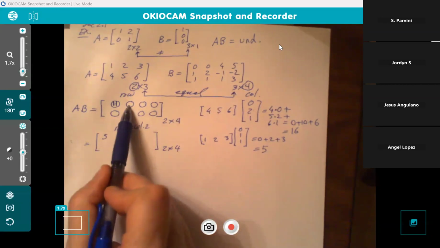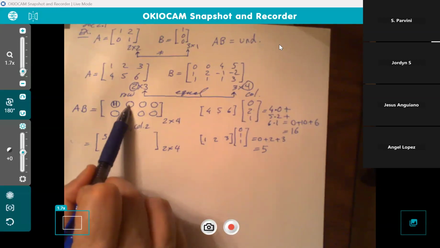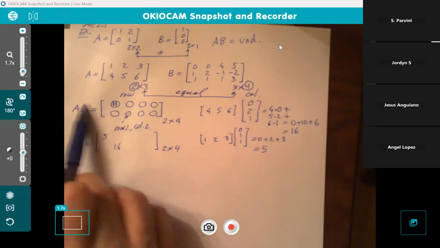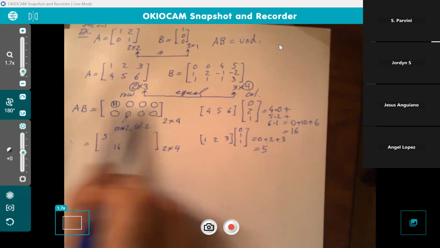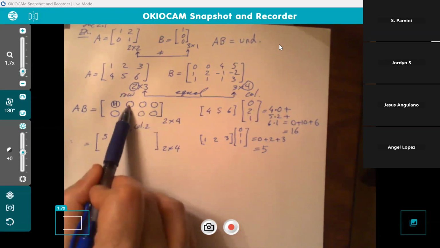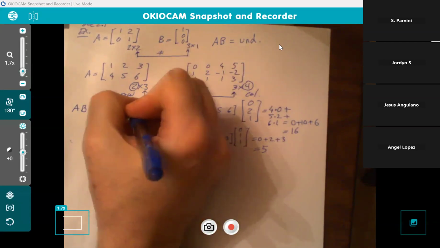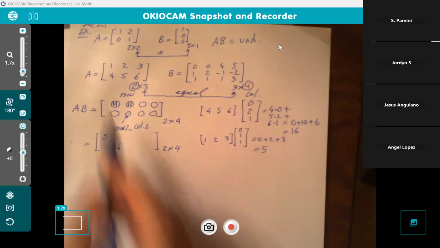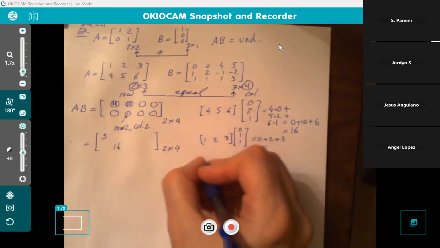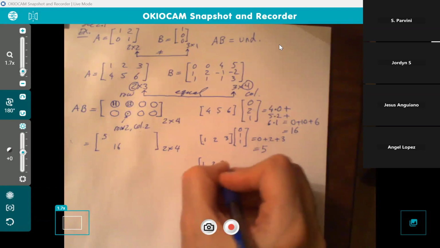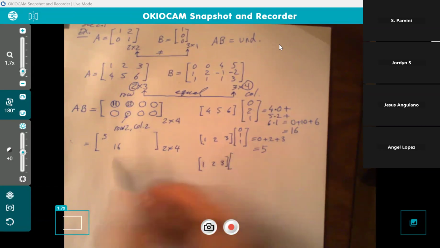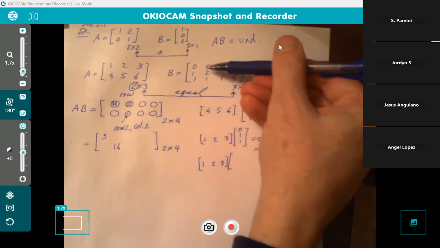How about this one next to it? Row 1, column 2. You got it. So let's write 1, 2. Row 1, column 2. So that means I'm going to copy the row 1, 1, 2, 3, and multiply by the second column: 2, 0, 1.